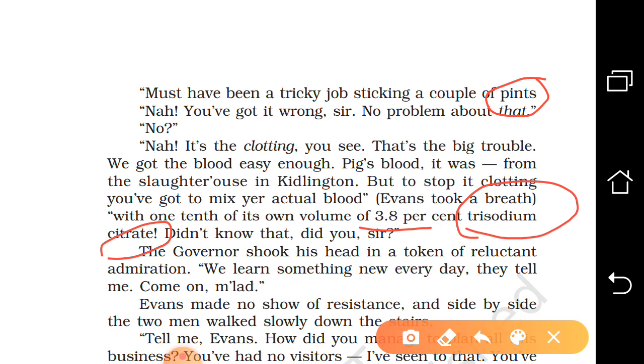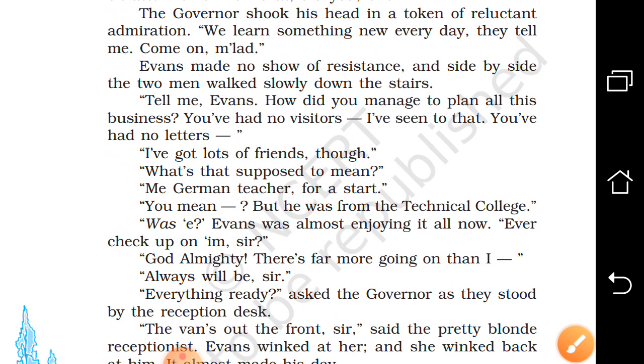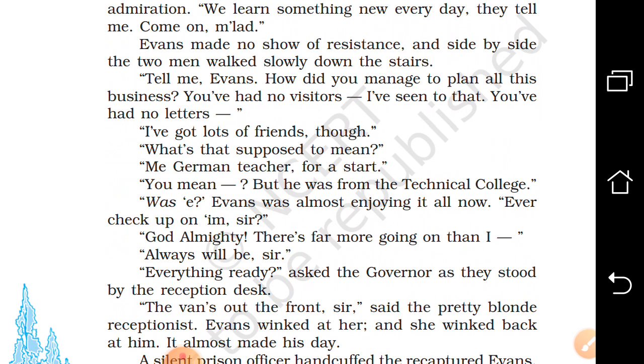Actually, the governor had the doubt of how he maintained the blood without it clotting. The governor shook his head in token of reluctant admiration. Actually, though the governor was an entity to control the criminal, he felt somewhere happiness in his mind, a token of reluctant, unwilling admiration about Evans. We learn something new every day. They tell me, come on, my lad. So the governor understood that we have to learn from everybody something or the other. Evans made no show of resistance, and side by side two men walked slowly down the stairs.